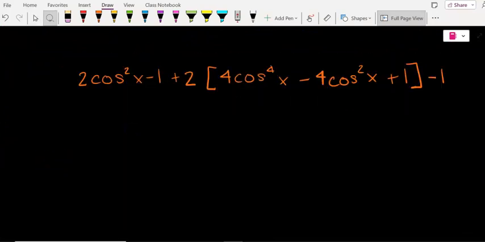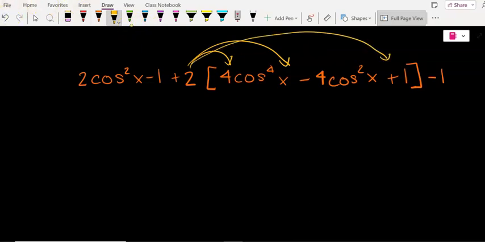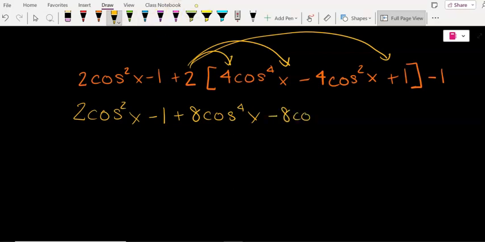All right, so what I'm going to do now is distribute the 2. Can you do multiple things in one step? Of course you can. I'm just trying to not skip too many steps at once. I'm skipping a couple, but I'm not doing too many. So now I have 2 times 4, so that would be 8 cosine to the 4th x. And then 2 times negative 4, so minus 8 cosine squared x. And then 2 times 1, so that's going to get me plus 2. And then I have the minus 1.